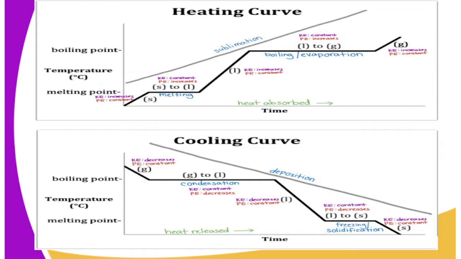Next, we have the cooling curve. When you cool water, it cools, then it reaches the condensation point, and then the temperature drops, and then the freezing point, then it drops, it comes back to ice.